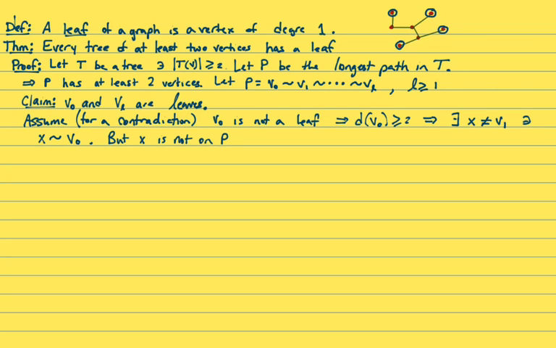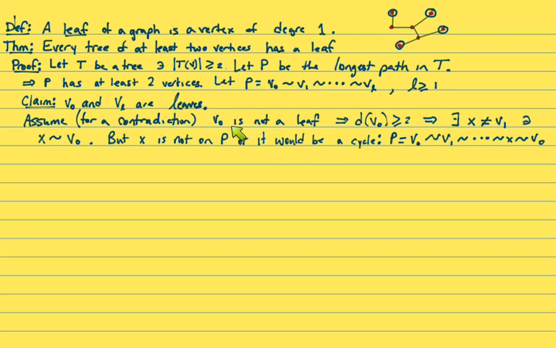But X can't be on the path. And the reason it can't be on the path is that if I do put it on the path, then I can end up back at V naught with a cycle, right? It would be a cycle. P would be V naught to V1, all the way to, eventually, X, and then from X I would be able to go back to V naught, which makes this a cycle. But you can't have any cycles because this graph is a tree. So we know that X is not on the longest path.